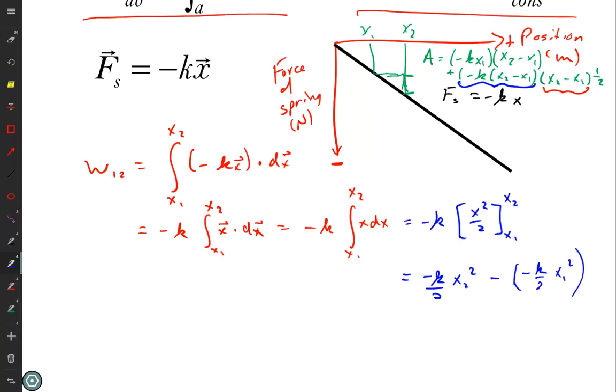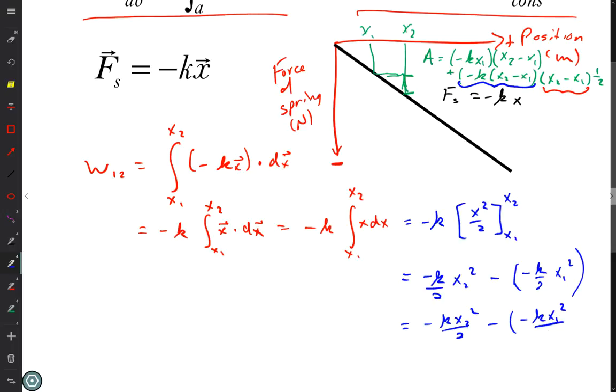So there's my equation for the work. You might say, why didn't you just make that minus a plus? And the reason is because I want it to be in this form. So there's my equation for the work done to go from position x1 to x2.